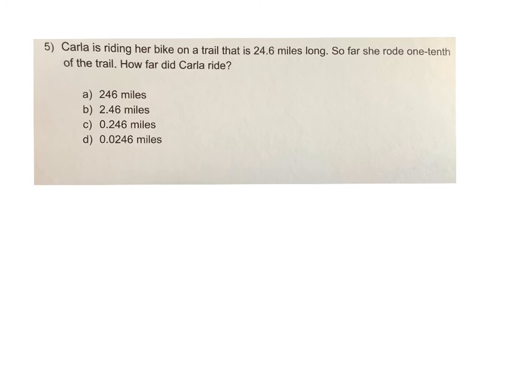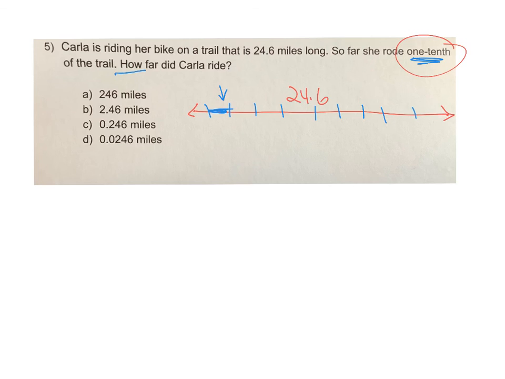Number 5. Carla is riding her bike on a trail that is 24.6 miles long. So this is how far she's riding. So far she rode 1/10 of the trail. That means I need to cut the trail into 10 parts. And we are looking for how much is one of these parts, because that's how far she's ridden so far. So if we want to know how far she rode, we need to take the size of the trail and divide that into 10 parts, and it's one of those parts that we want the measurement for.